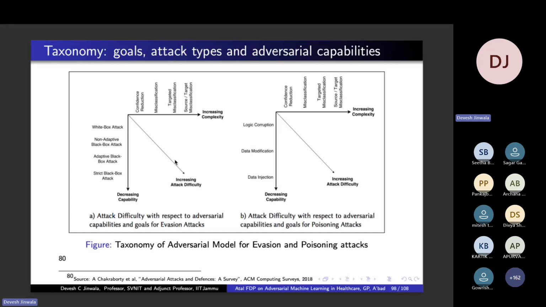The same thing, whatever was in terms of white box, black box, would now go, in the case of poisoning attacks, to logic corruption, where my model is being influenced, data modification, where data used during the training phase is changed, or data injection. Either I modify the data or inject some new data into the training samples. So that is again decreasing capability of the attacker, but it applies to the poisoning attack. So those are some of the beautiful diagrams which talk about attack modeling.